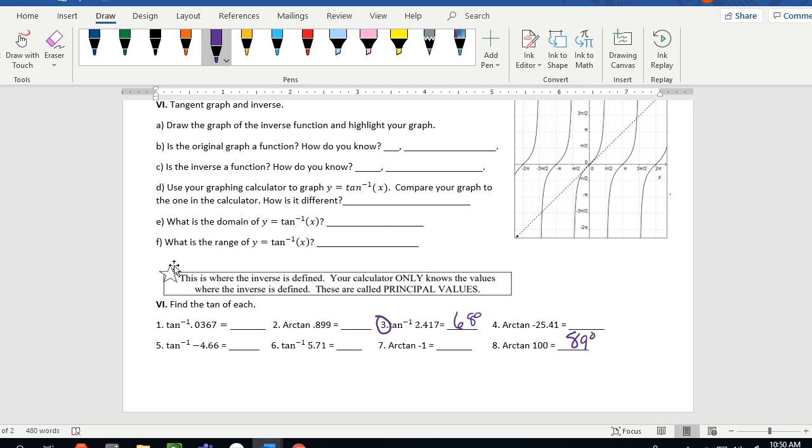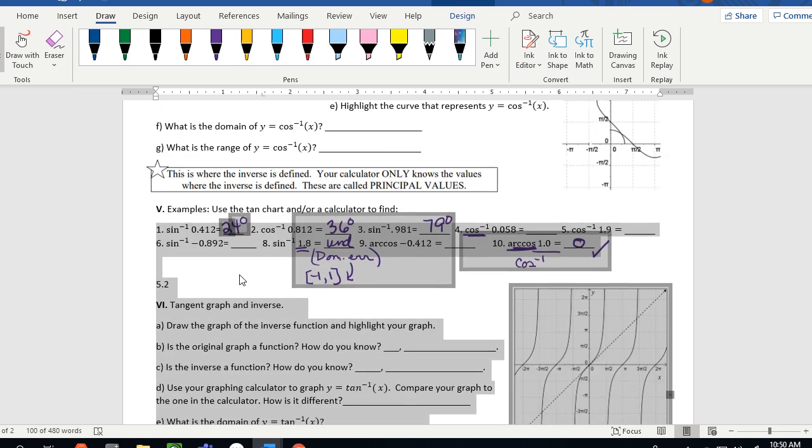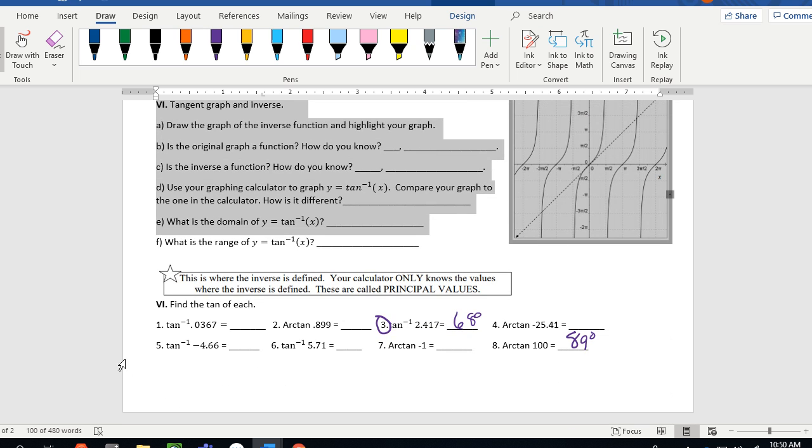All right, trying to scoot on down. I don't know why it's not letting me. Good grief. Oh, it's because I'm at the bottom of the page.